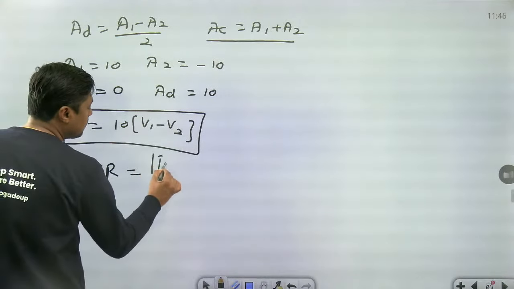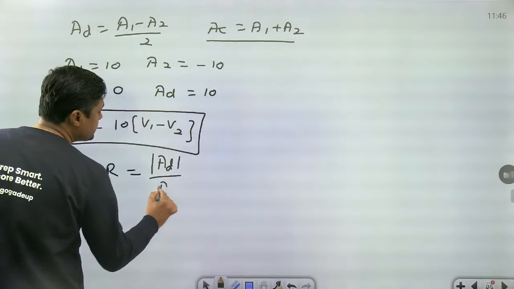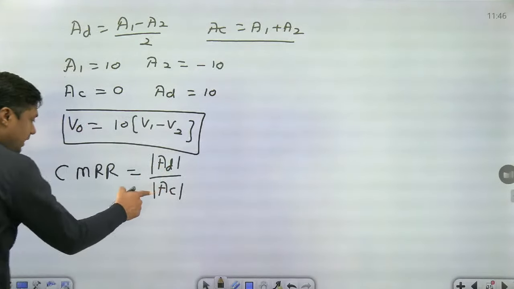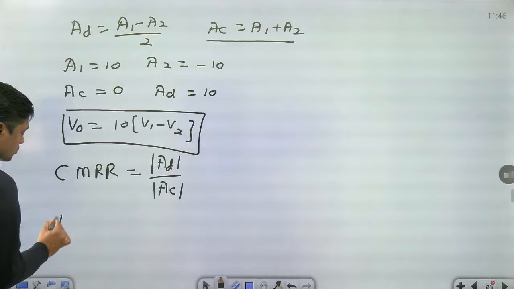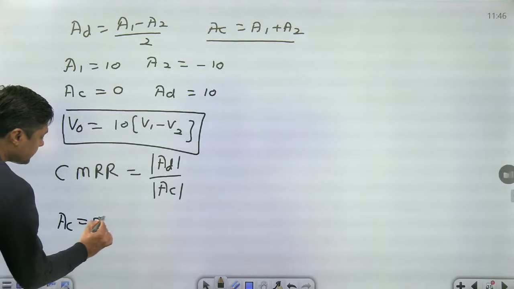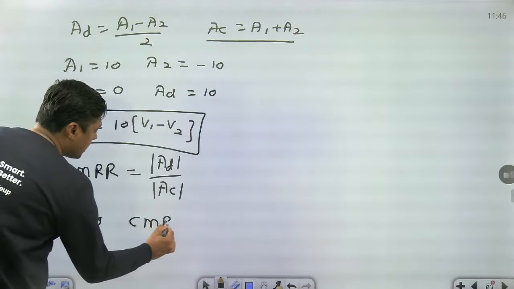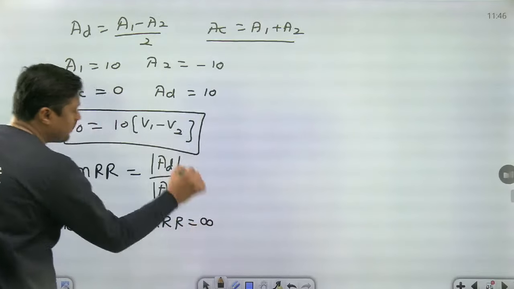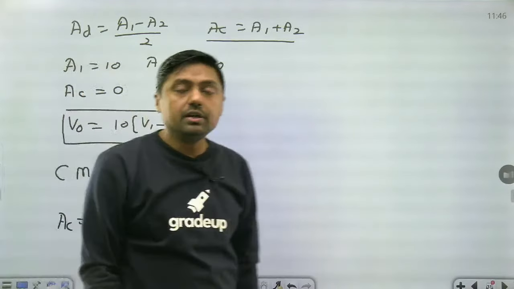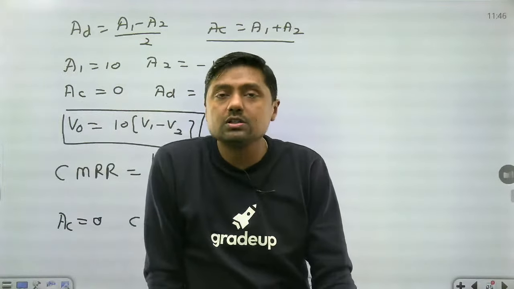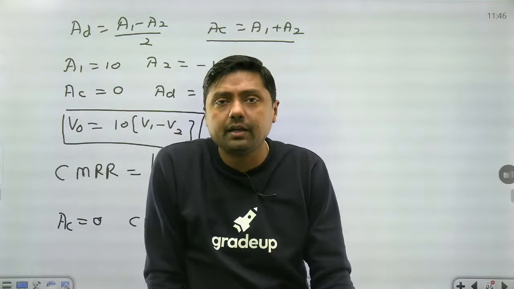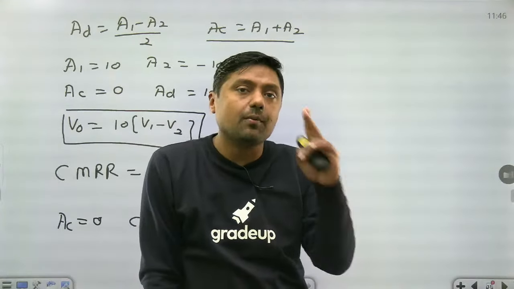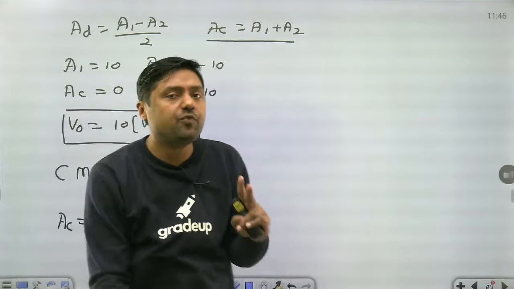This is nothing but mod of AD by mod of AC. Ideally AC should be 0, so CMRR should be what? Infinite. It is 0, so CMRR should be infinity for a differential amplifier. It is called the figure of merit. What is the meaning of figure of merit? It is the basis on which we can compare two differential amplifiers.